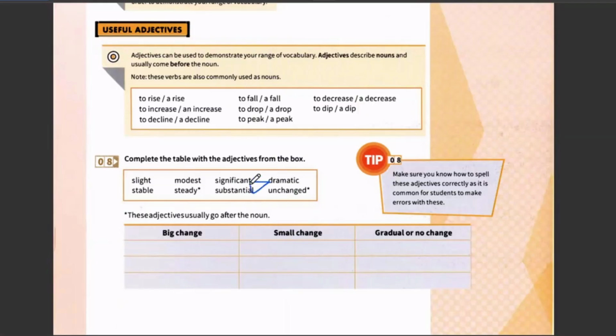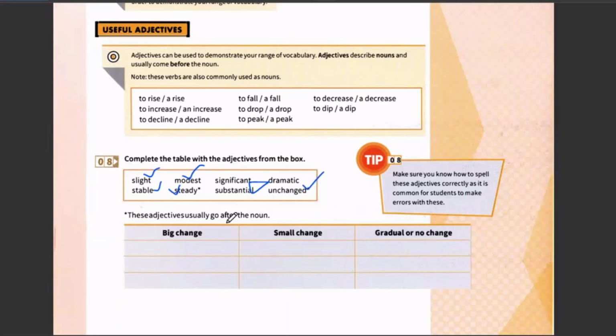Now, for small changes, these 2. Which of the words should be used for small changes? Slight and modest. Very good. Yes, these 2 only for small changes. The slight and modest are for small changes. And for gradual or no change, it should be stable, steady, and unchanged. Very good. Yes. Stable, steady, and unchanged.